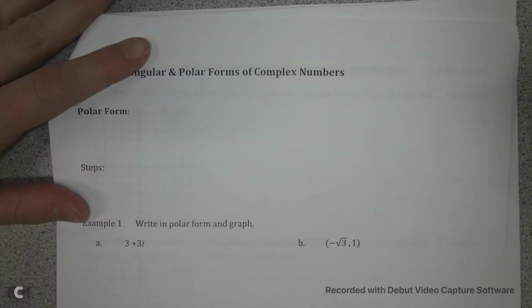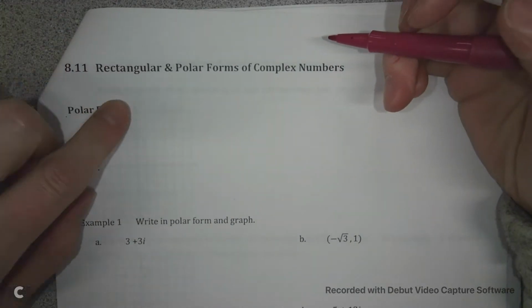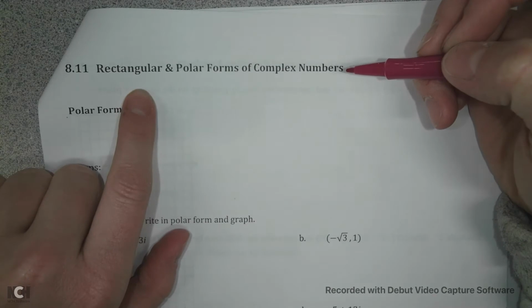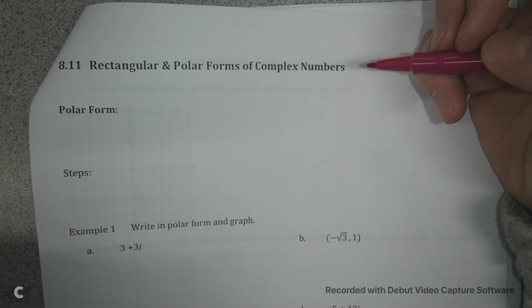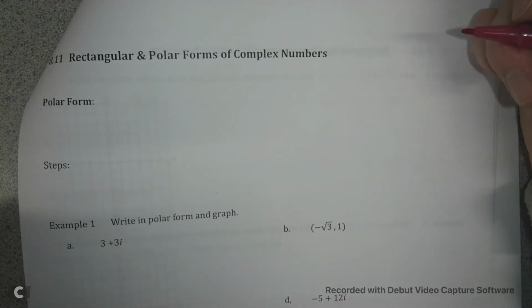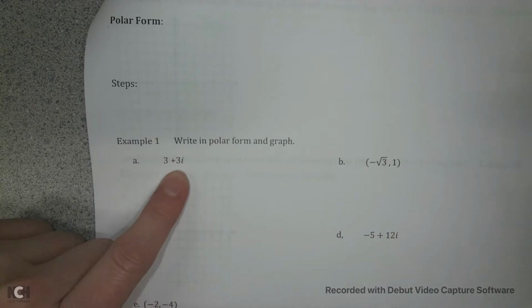Okay, so this is what we're going to do. We are going to convert our complex numbers into polar form. And the polar form looks really, really weird. And these are the complex, and we can also call them rectangular.